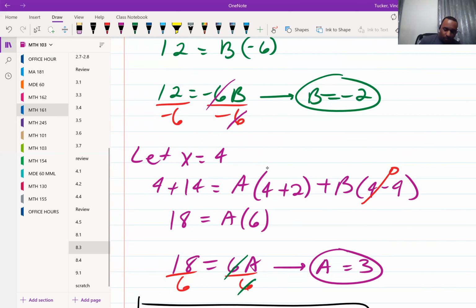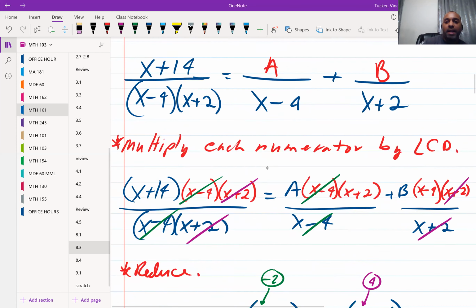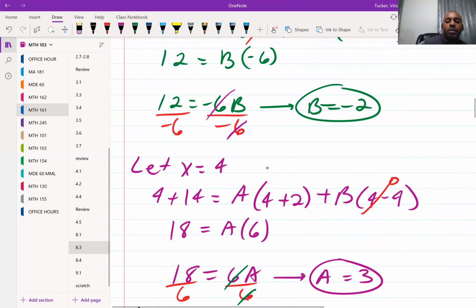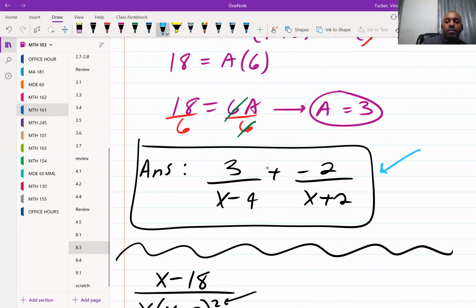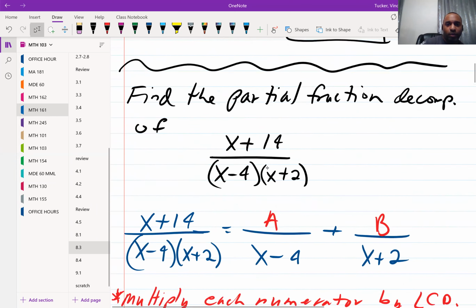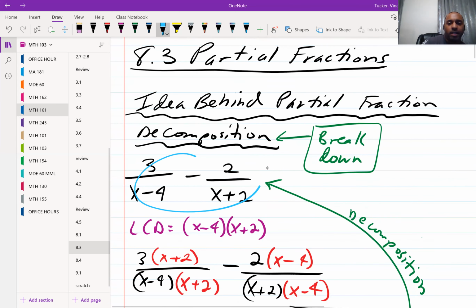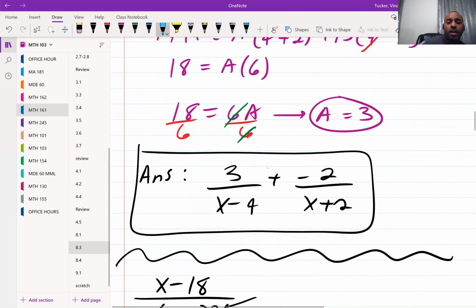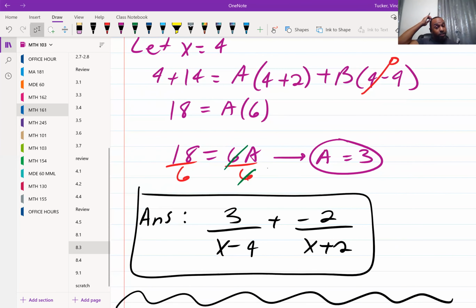So now that we have a and b, we go back and plug it in here where a is and where b is. And that will be my answer. 3 over x minus 4 plus -2 over x plus 2. And then if we match it up with what we originally did, go back here. That's the same thing that we have right here. Okay, so you have broken down or decomposed that expression.